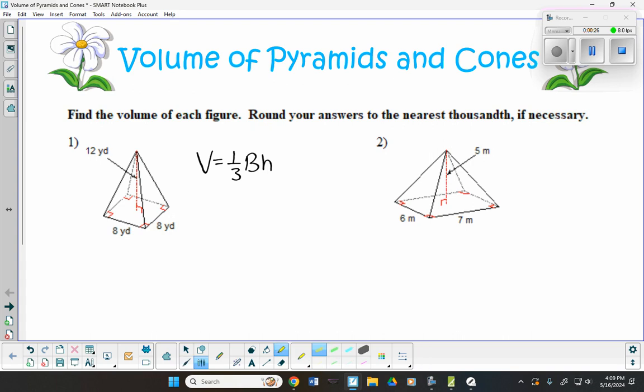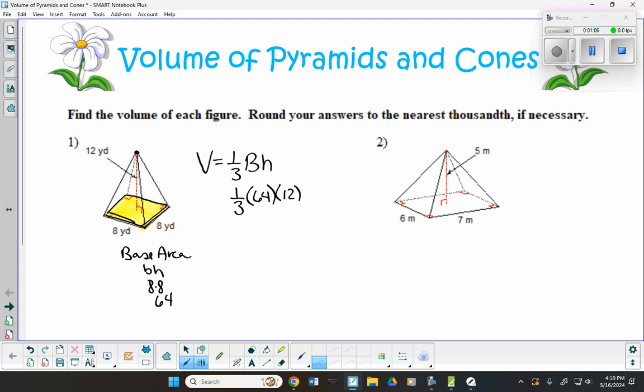So the base in this pyramid is a square. So we need to think about the formula for the area of a square. And that's little b times h. So the base times the height, which are perpendicular, would be 8 times 8, which is 64. So in the big formula, the area of the base is 64. The height is the perpendicular distance from the base to the top of the pyramid, which is 12.